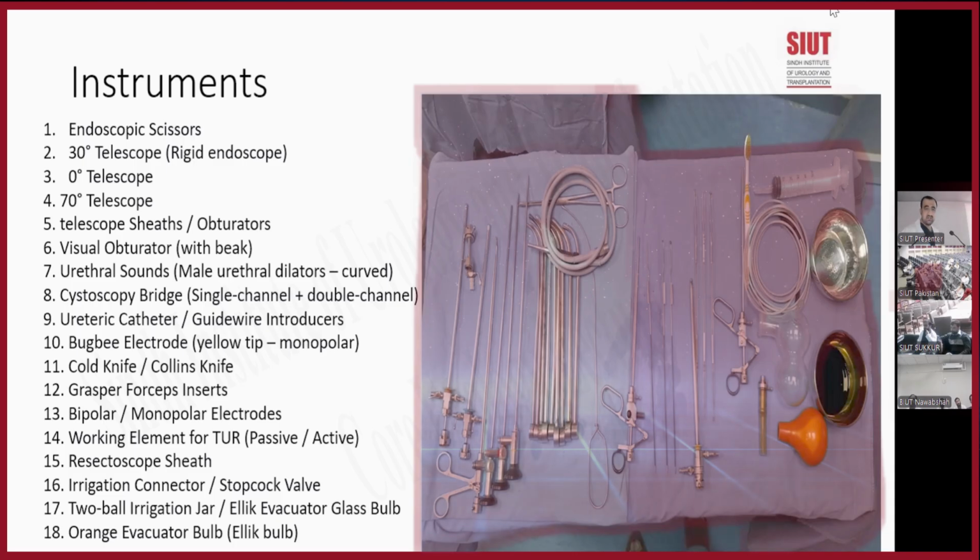And this is the big B, ureteric catheter, guidewire, introducer. This is the cold knife, grasper, forceps, bipolar.